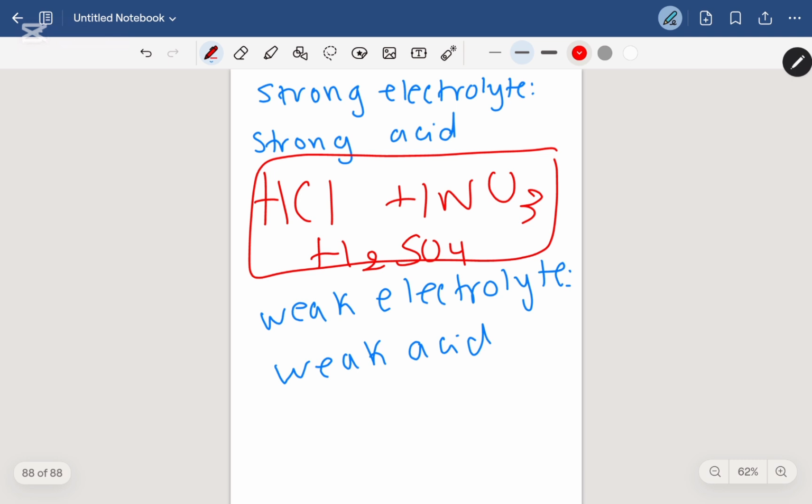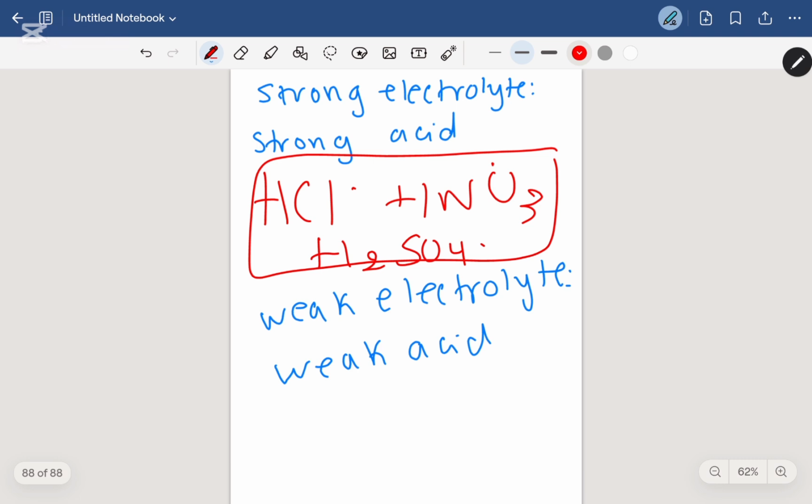If you remember these three acids, then everything will be simple. Why? Because if they ask you for a strong acid, you choose 1, 2, 3. If they ask you for a weak acid, you choose everything except these. So HCl, HNO3, and H2SO4 are strong acids. Everything else is a weak acid.